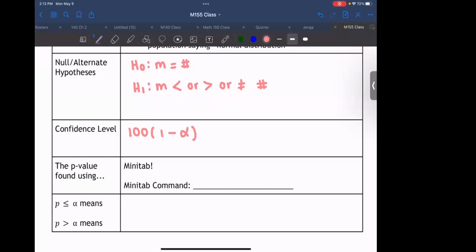Okay. Finally, we're going to find the p-value just like we've done before, but we're going to use a different Minitab command. The Minitab command we're using is the one sample sign test. Okay. I won't go into the reason why it's called the sign test. It kind of has to do with the signs, positive or negative, of the differences in the numbers. We won't get into that. Minitab does this all for us, so we'll just leave it at that. Okay. If p is less than alpha, do we reject or fail to reject?